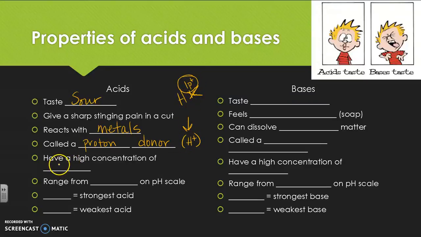They have a high concentration of hydrogen ions, and they range from 0 to 6.9 on the pH scale. Okay, 0 would be the strongest acids, and 6.9 would be the weakest acids. All right, so enough about acids. Let's move on to bases.